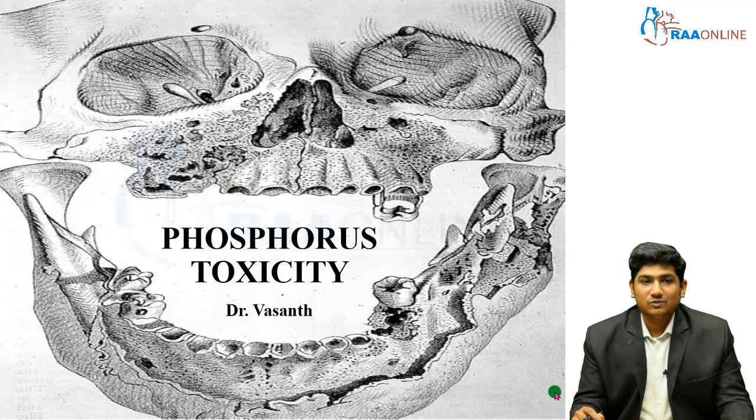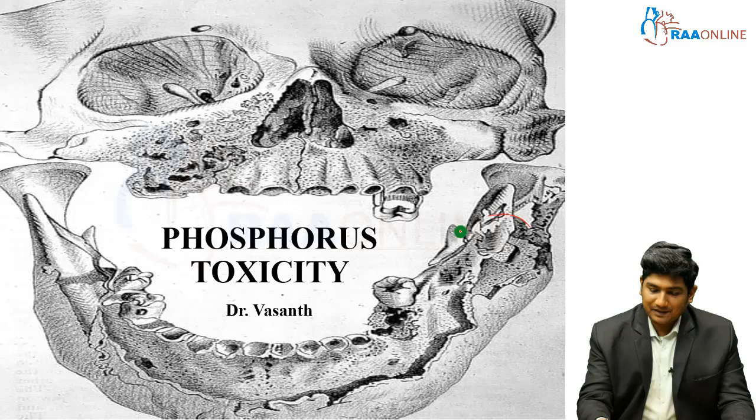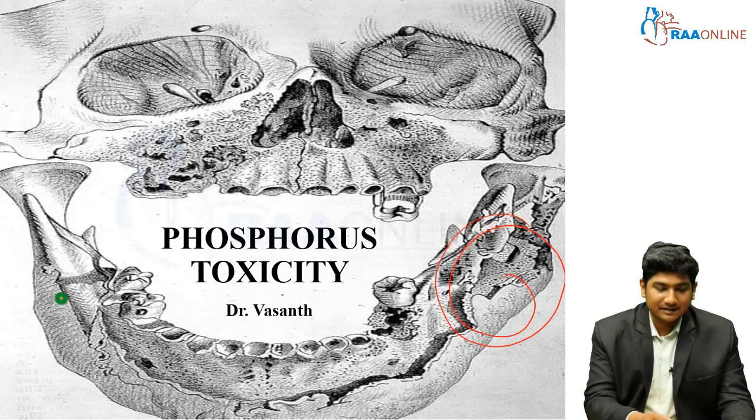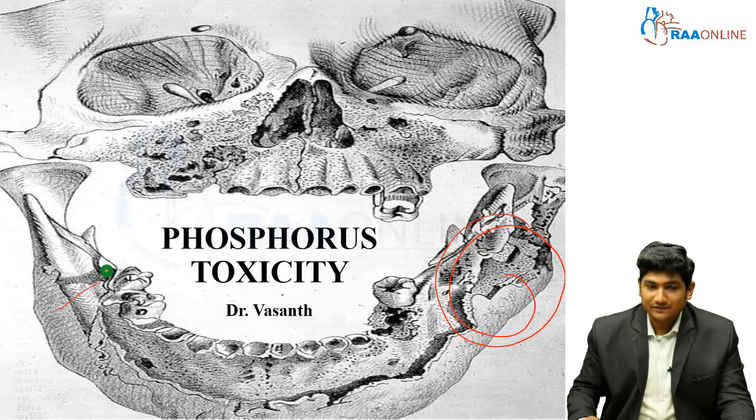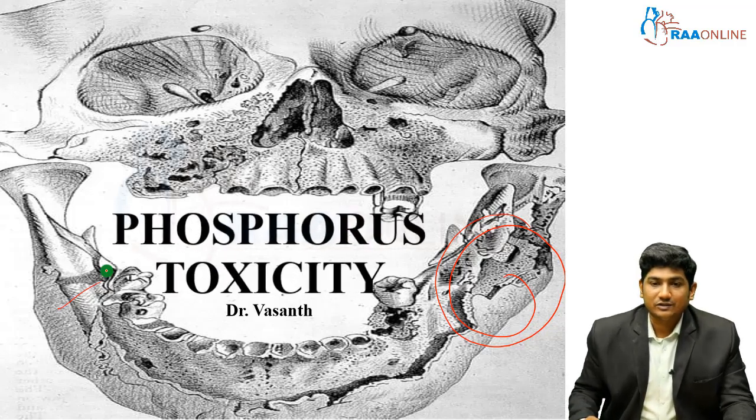In the first place, why is a skull image put up in the background? How is that skull image related to phosphorus toxicity? You can very well see that this area of the mandible is destroyed, whereas this side is not destroyed, right? So how does this destroyed mandible relate to phosphorus toxicity? We'll go into the topic.